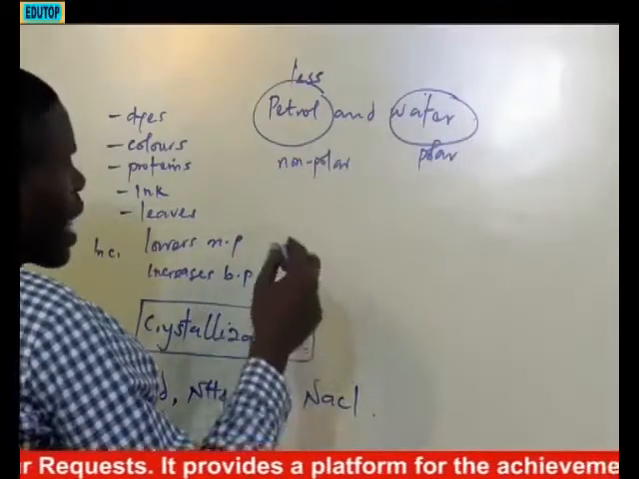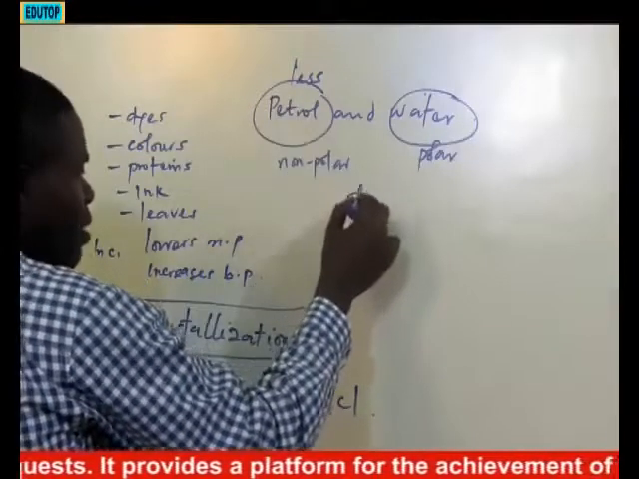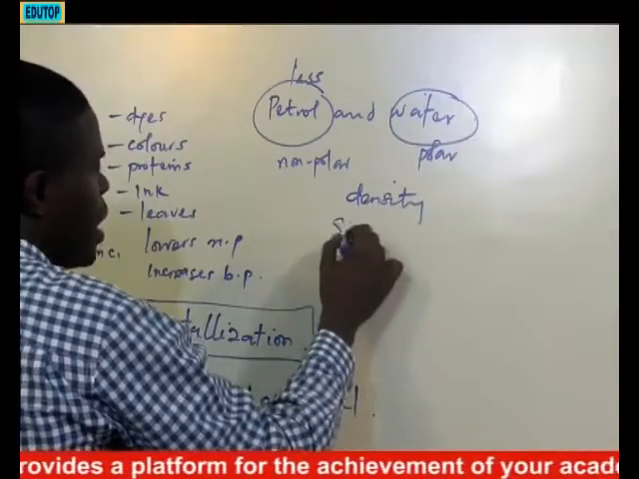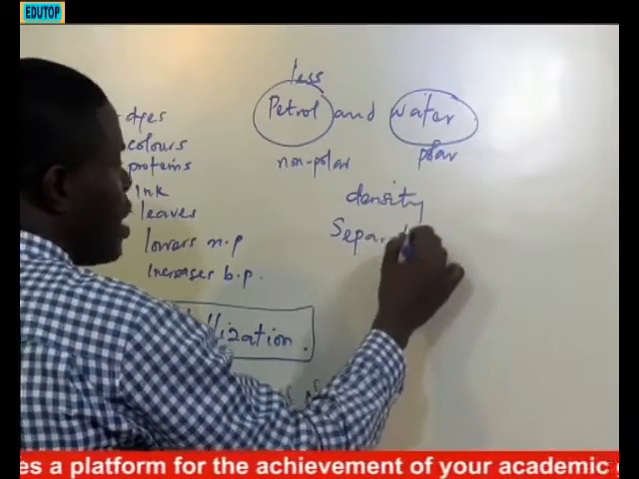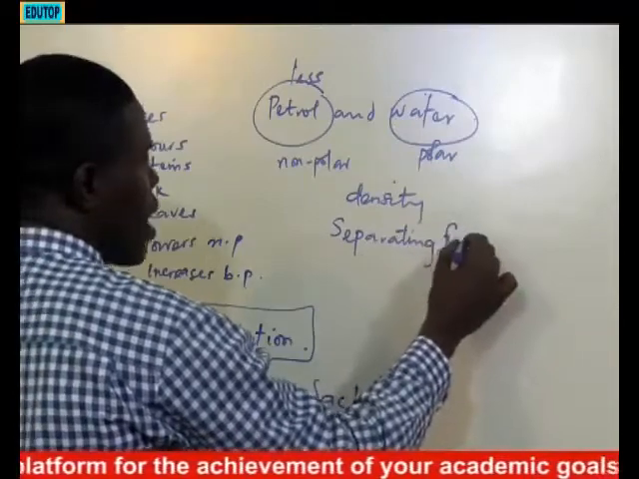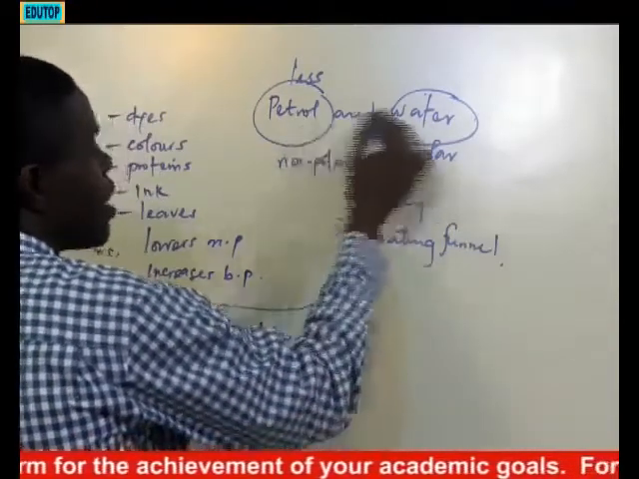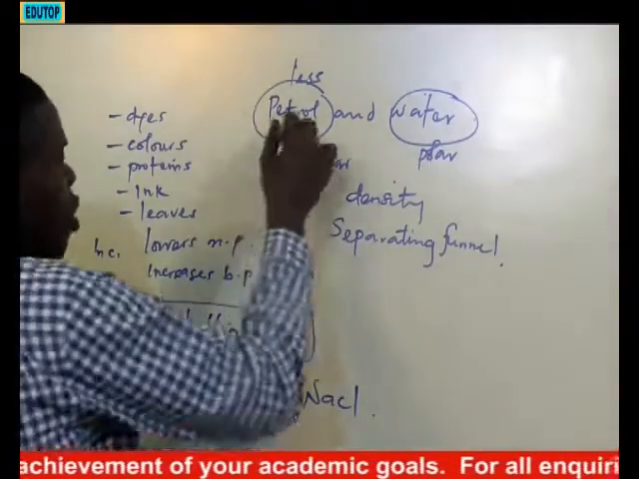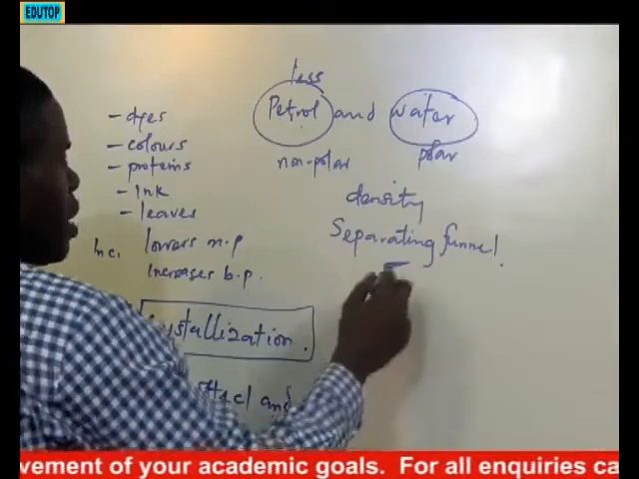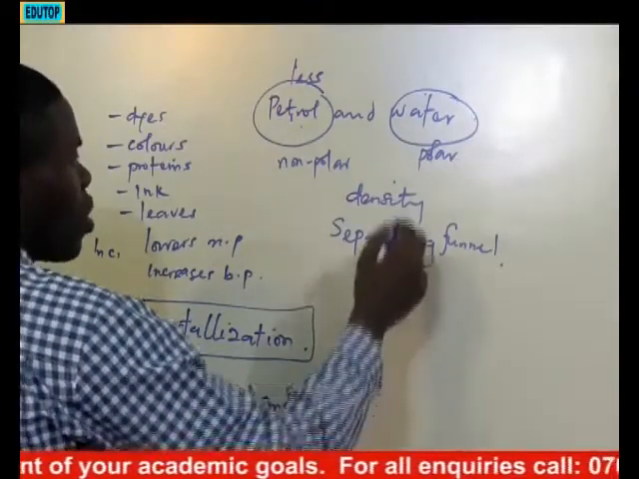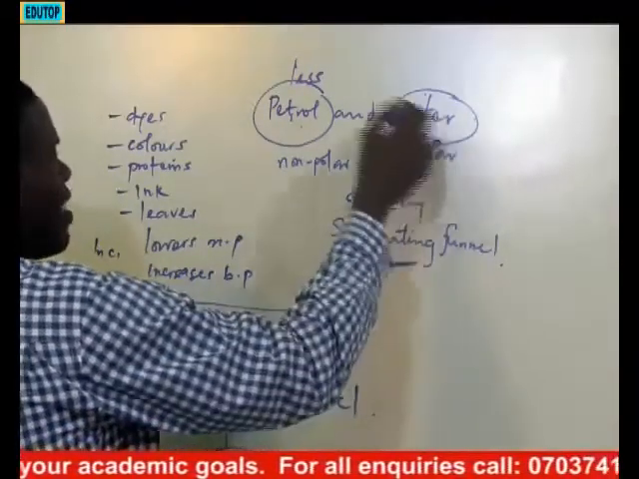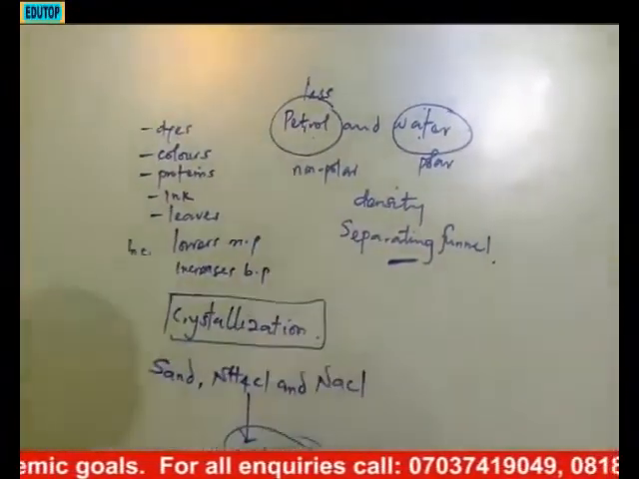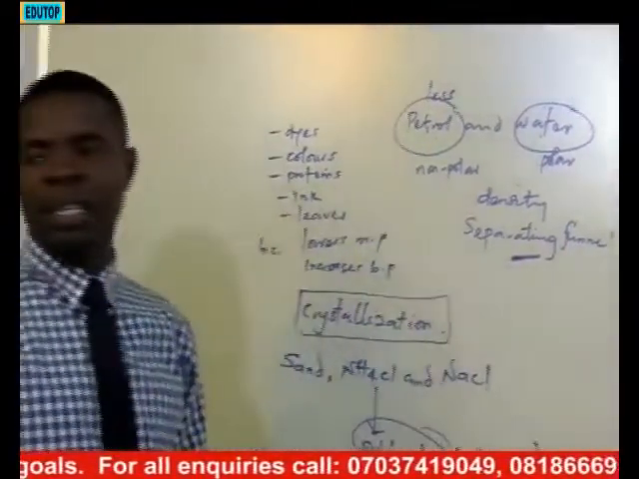So which separative technique employs density? There is no other one other than using a separating funnel. When I explained the separating funnel, I used kerosene and water, but here they use petrol and water. It is the separating funnel that you are going to use. Petrol will remain on top of the solution, while water goes down, because water is denser than petrol. So the process to separate petrol from water is by using a separating funnel.